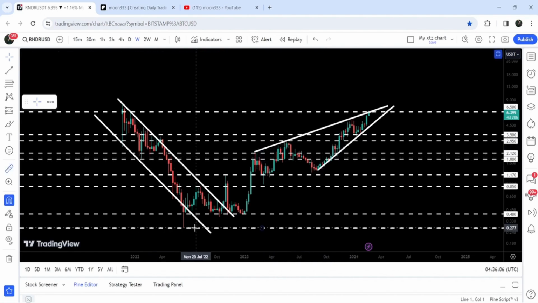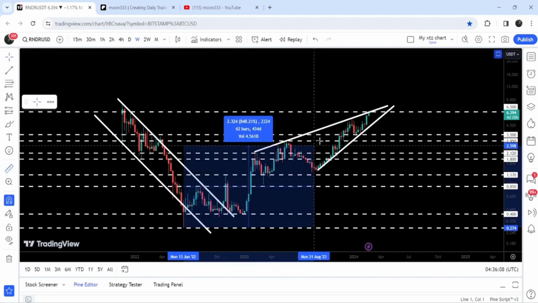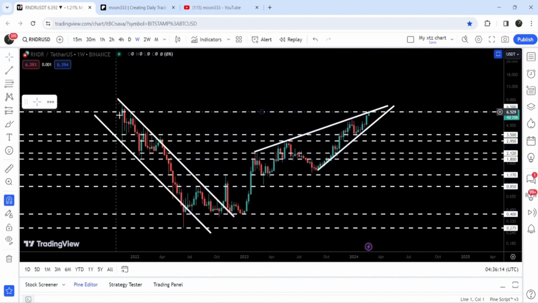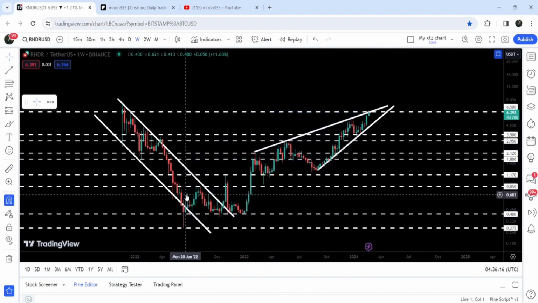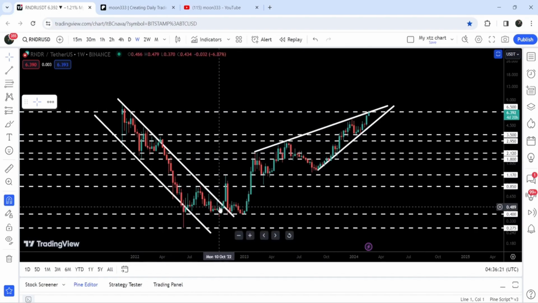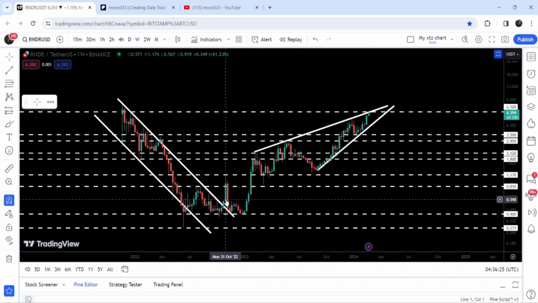If I place this measurement tool from this low to this high, then you can see that so far it has rallied more than 2330%. And when it was moving inside this wedge, in those days, I have been telling you that once Render token will be able to break out this down channel, then we can expect a very long-term move to the upside. And you can see that we broke out this resistance of the channel here in the month of October 2022.